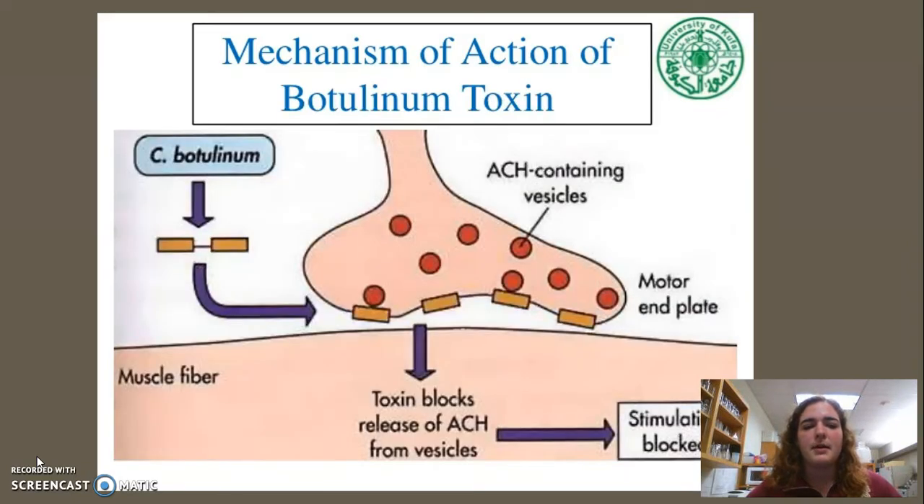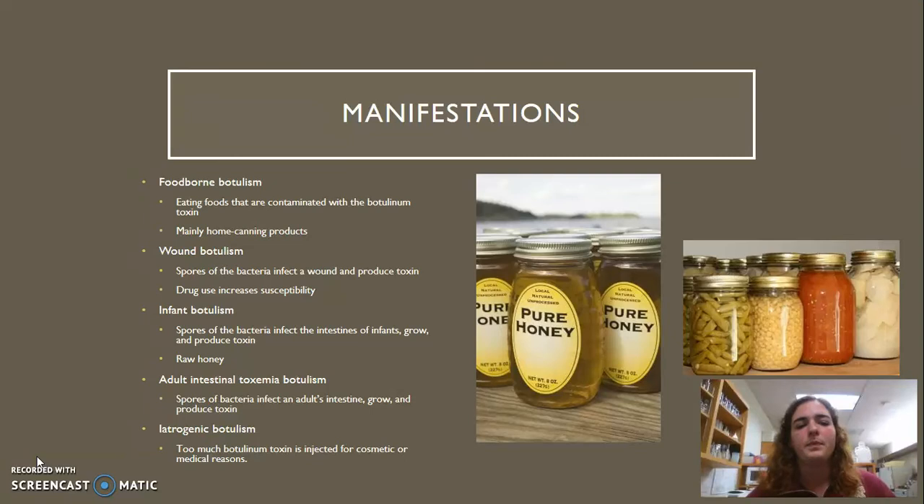Just like a more in-depth look at this mechanism, so the toxin binds to the axon of the nerve cell, and it prohibits acetylcholine, which is a neurotransmitter, from being released and stimulating muscle fiber. And so the blockage of this stimulation is what causes paralysis.